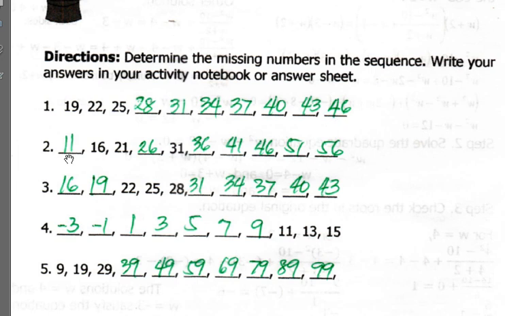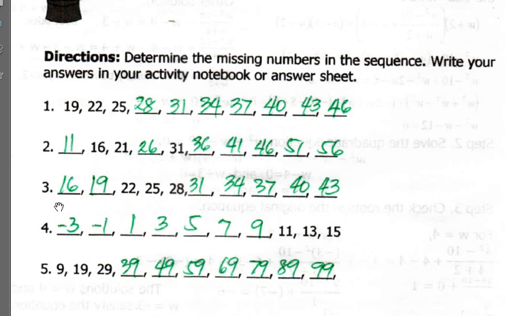For number 2, it's 16, 21. So what's the common difference here? That's 21 minus 16, it's 5. So that means 16 minus 5, it's 11. Then moving on, 21 plus 5, 26. Plus 5, it's 31, correct? Then 31 plus 5, 36. And so on up to 56.